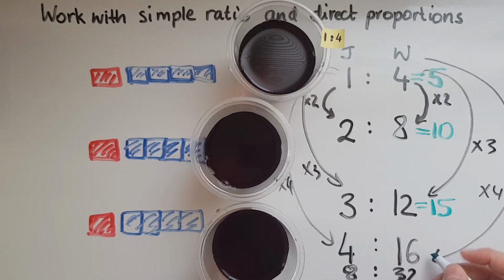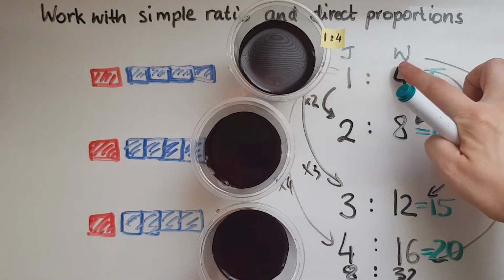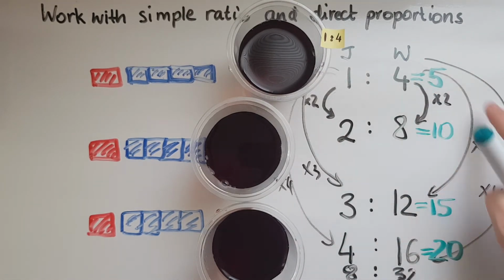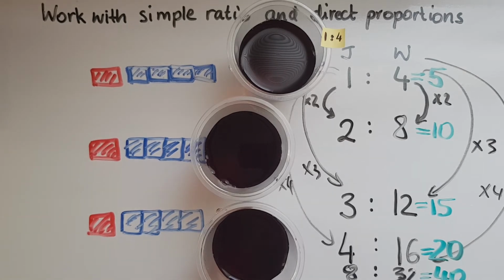We've got 4 and 16 makes 20. So 1 times 4 gives us 4, 4 times 4 gives us 16, and 5 times 4 gives us 20. So the total has been multiplied by 4 as well. And 8 and 32 gives us 40. So 1 times 8 gives us 8, 4 times 8 gives us 32, and 5 times 8 gives us 40. So it is exactly the same number you're multiplying each ingredient by, as well as the total.